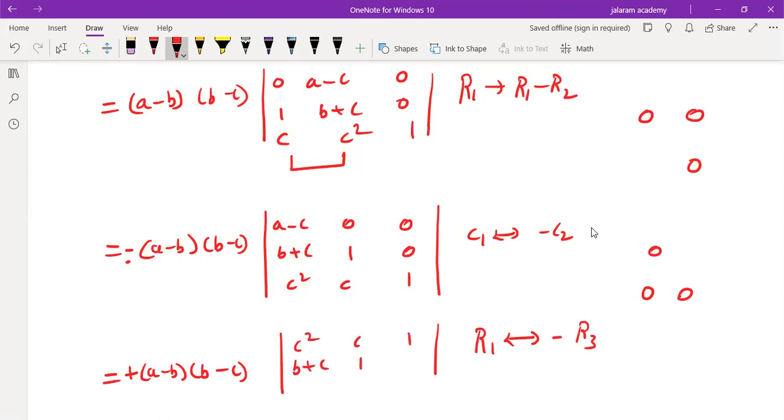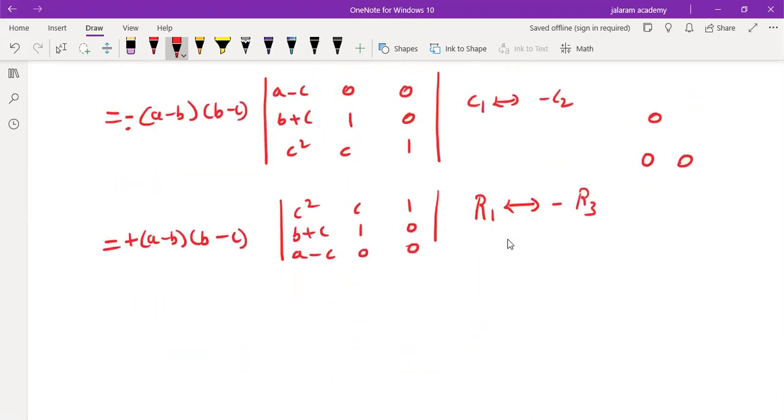Second row remains the same. Third row becomes first row, and first row becomes third row. And again now we will interchange first and third column.